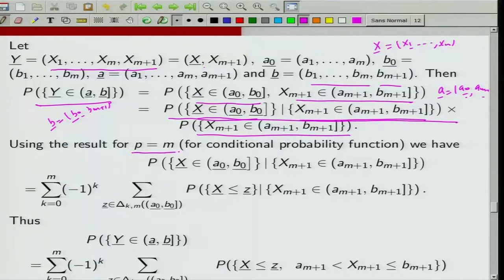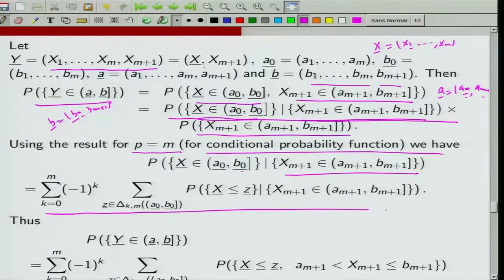So, using the result for p is equal to m for conditional probability function, we have probability X belonging to (a0, b0] given Xm+1 belongs to (am+1, bm+1] is same as summation k is equal to 0 to m, z belonging to delta_k^m(a0, b0), probability X less than or equal to z, which is a conditional distribution function given Xm+1 belongs to (am+1, bm+1]. So, I have simply used the result for p is equal to m. So, that means over here this quantity can be replaced by this quantity. So, to get this whole quantity I have to multiply it by probability Xm+1 belonging to this, which is same as this multiplied by probability Xm+1 belonging to (am+1, bm+1].